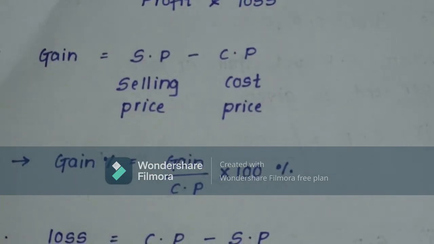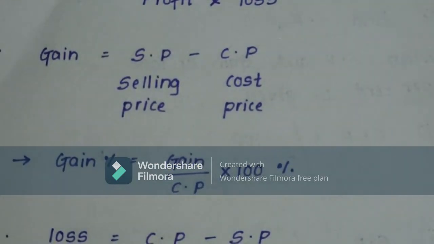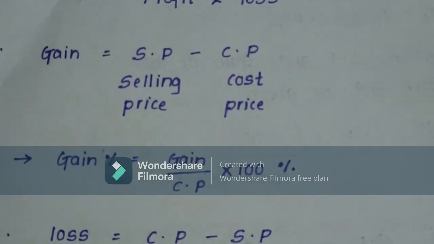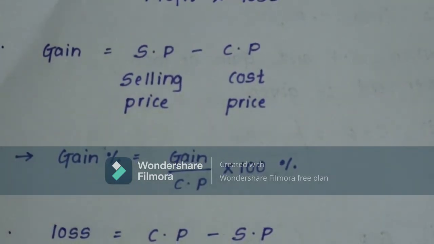So before we start profit and loss, there are four formulas that you need to be thorough with, student. Okay student, so you need to learn these formulas. If you learn the four formulas, you are easily going to do the chapter that is profit and loss.